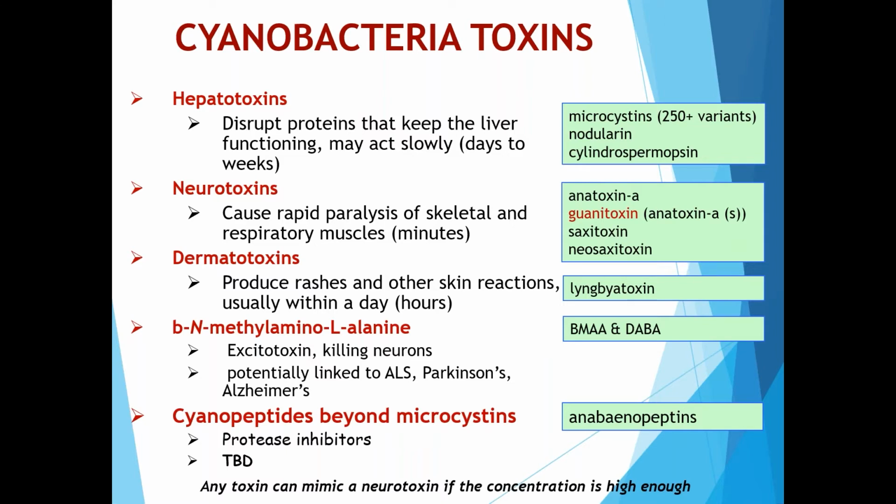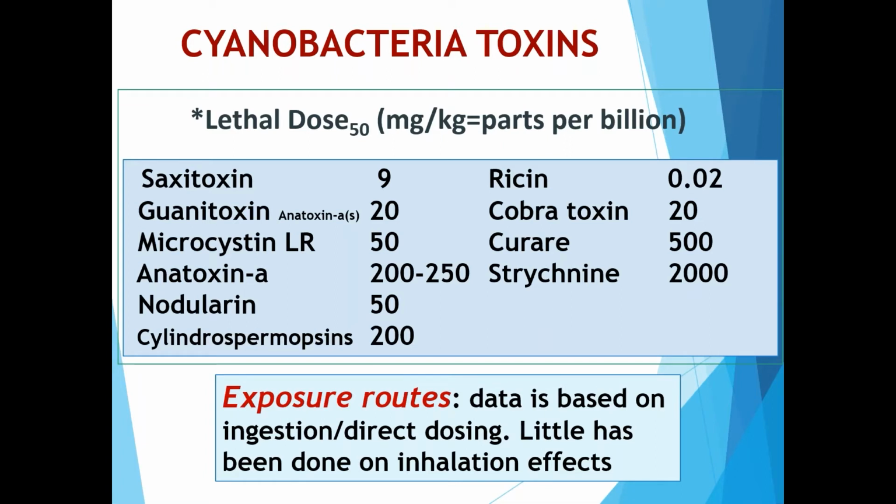It can be really concentrated. To give you an idea of how toxic these things are, when you look at LD50, a lethal dose for 50% of the population, saxitoxin, not too bad, right? Ricin, cobratoxin, most of the algal toxins are actually more toxic than cobratoxin. Strychnine, curare, it actually takes quite a bit of those. It takes a lot less of algal toxin. So nodularin, something you wouldn't necessarily have on your radar unless you're in a brackish water area.